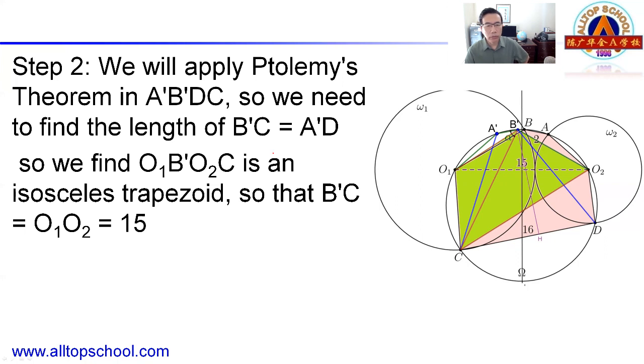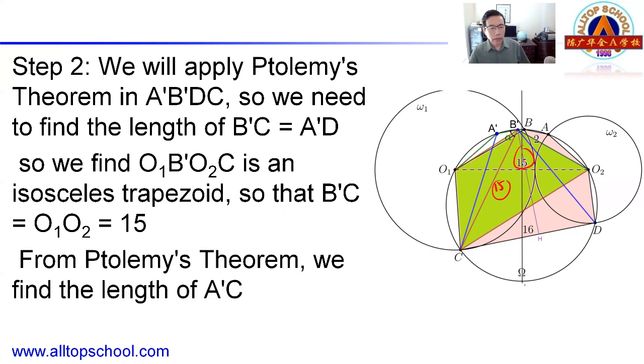So we just need to identify this isosceles trapezoid. We get this B prime C inside the blue trapezoid, A prime, B prime, D, C. If you can figure out that this is an isosceles trapezoid, we get this one, 15, the same as the other diagonal. So from Ptolemy's theorem, we can find A prime C once we find B prime C and A prime D in the trapezoid A prime, B prime, D, C, and then we just figure out A prime C.